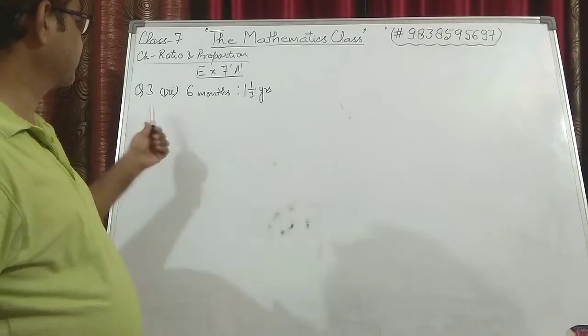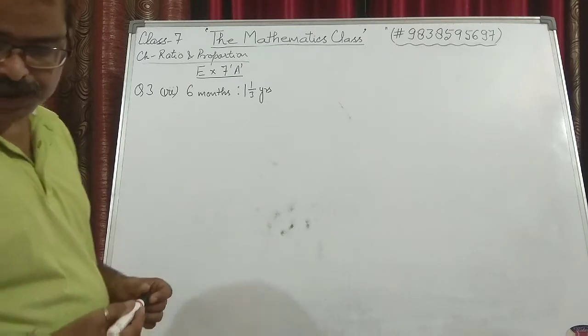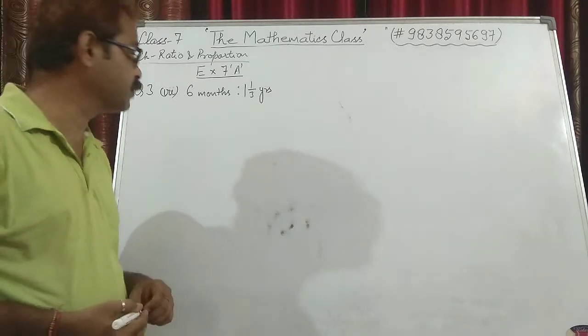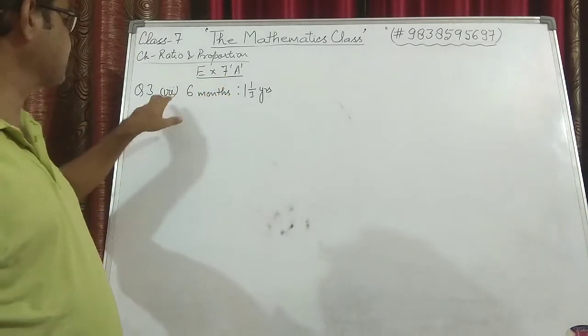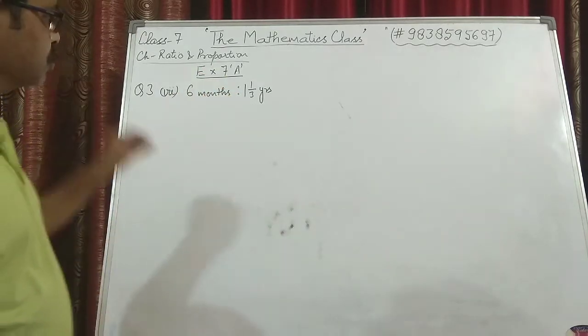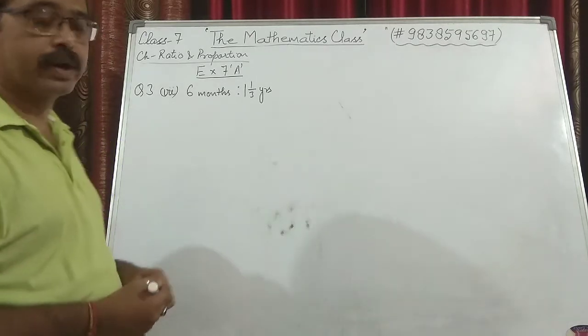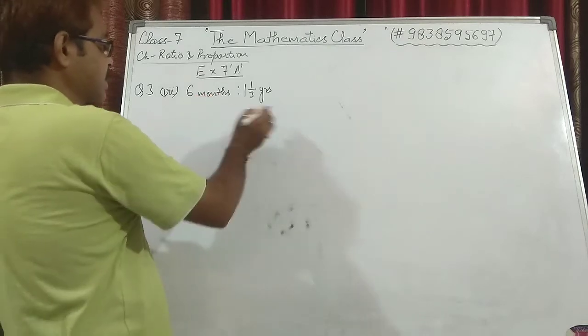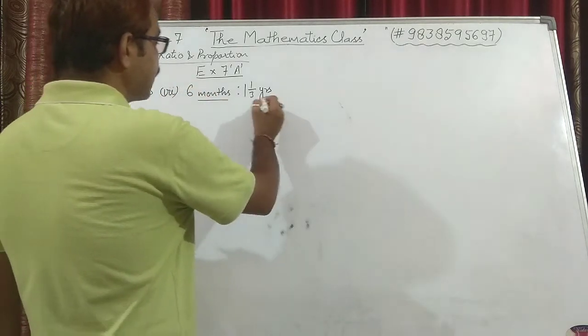Now question number 3 I have taken, and the question reads: express each of the following ratios in the simplest form. I have taken only one question and we will be discussing only the last part, that is the 7th part. You know that ratio is a comparison between same quantities. Here the quantities are the same but the units are different. Here 6 months and years.